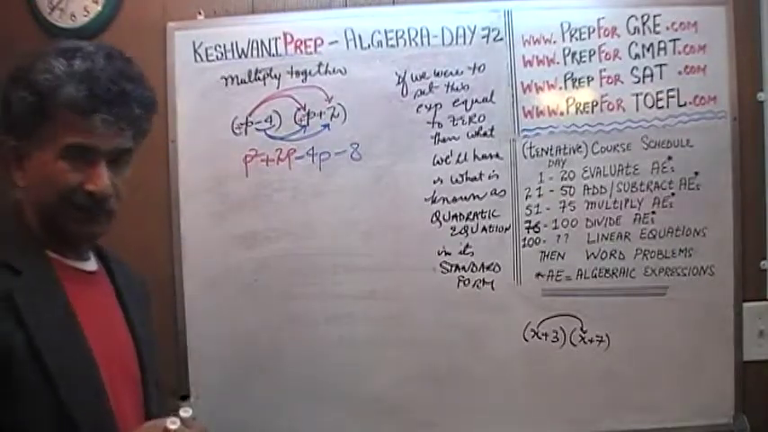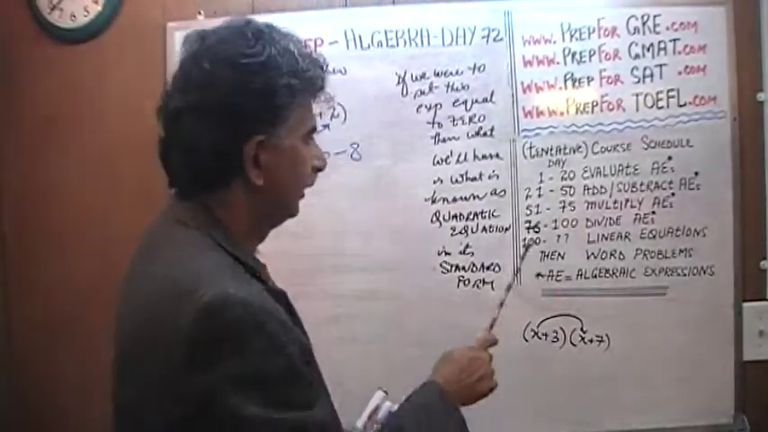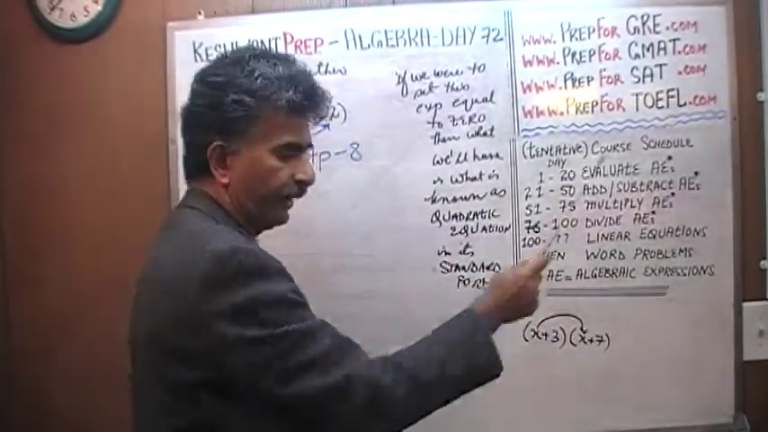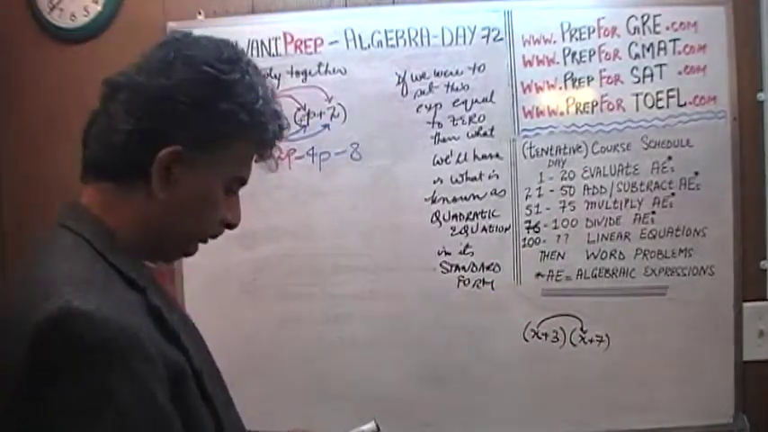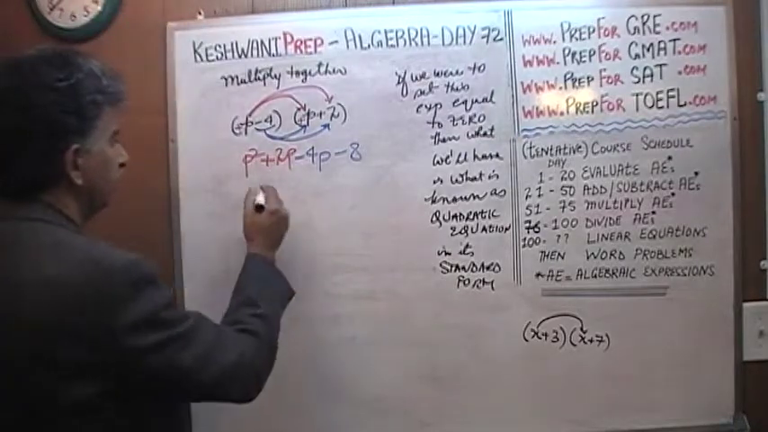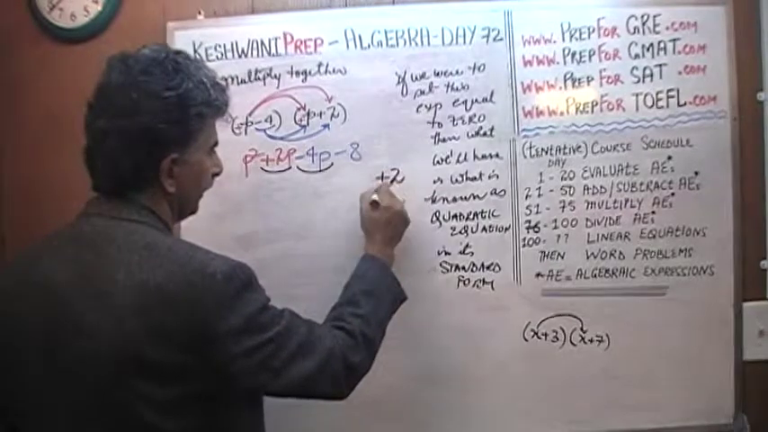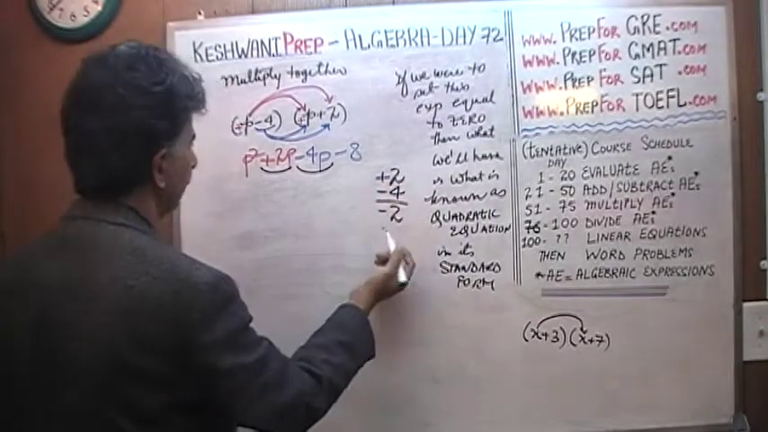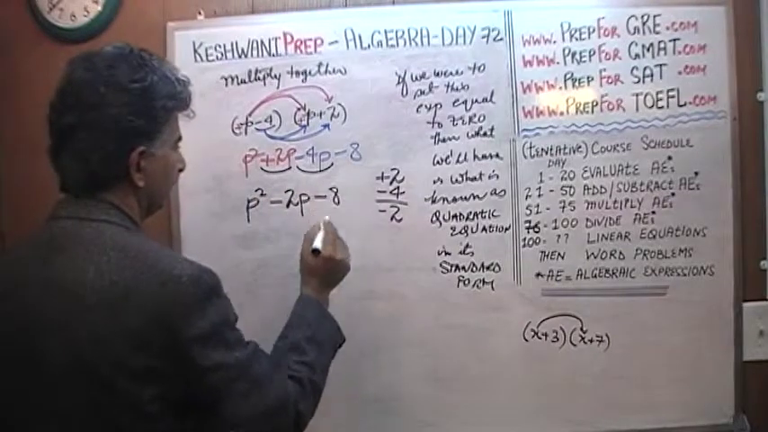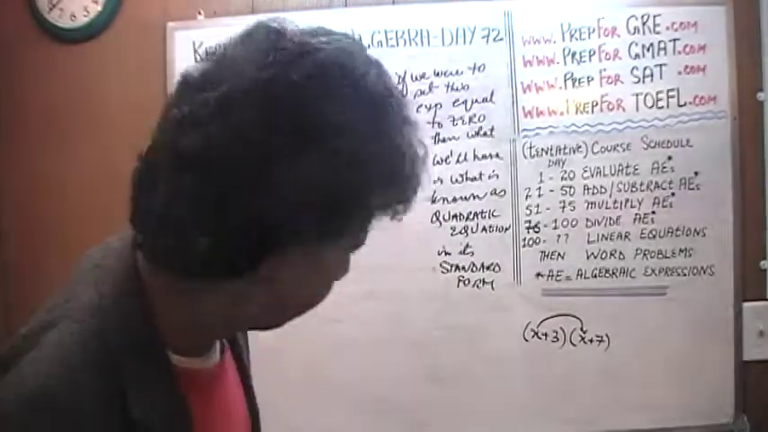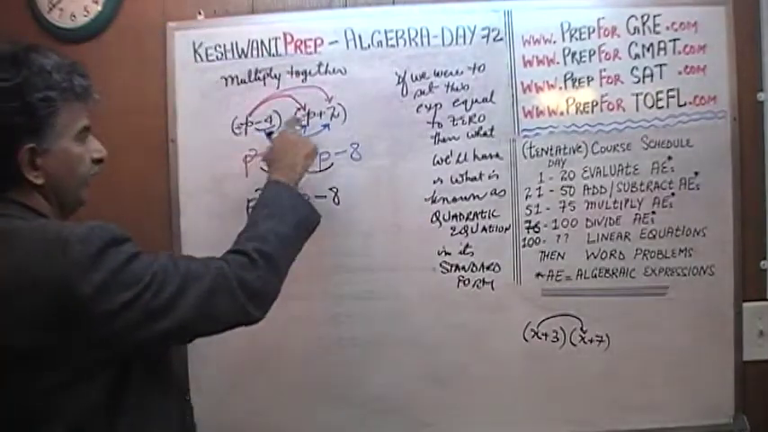Now we have to combine the like terms, which is what we learned in days 21 through 50, how to add and subtract like terms, how to add and subtract algebraic expressions. So we have to combine this positive 2p and a negative 4p. A positive 2p and a negative 4p is going to give us a negative 2p. So we have p squared minus 2p minus 8. There you go. That's the answer. That's what we get when you multiply this expression with that expression.